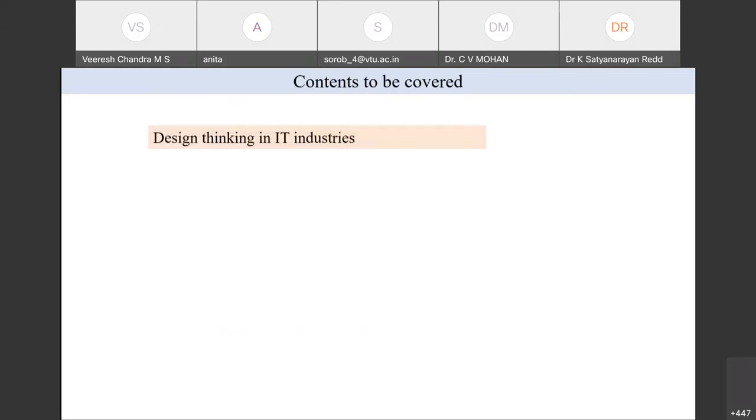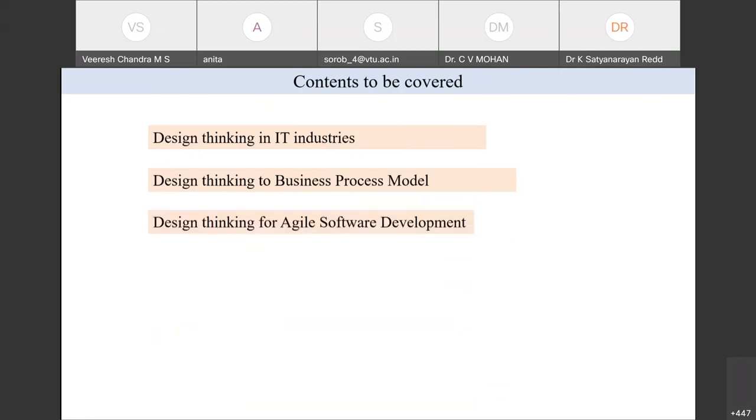So these are the contents to be covered. Design thinking in the IT industry, that has to be explained to the students. Then design thinking to business process modeling: what exactly is the relationship between them. When I talk about business process models, how exactly design thinking can be incorporated in it. Then design thinking for agile software development. First of all, we will see what exactly is agile methodology, and how design thinking can be adopted in the agile methodology for developing the software.